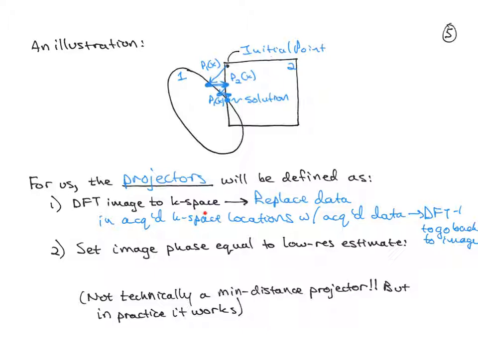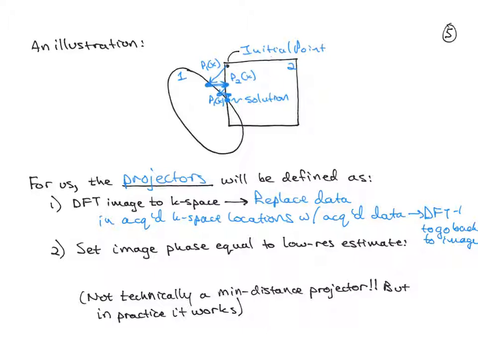You will DFT it back to k-space, and then in the k-space locations where you have the acquired data, you replace those erroneous points in that image's data with that acquired data, and then you inverse discrete Fourier transform to go back to the image. So that projector is enforcing that those k-space points equal the acquired data.